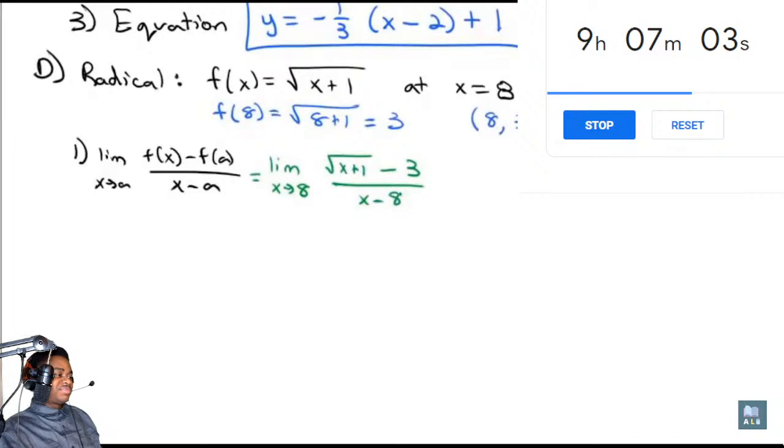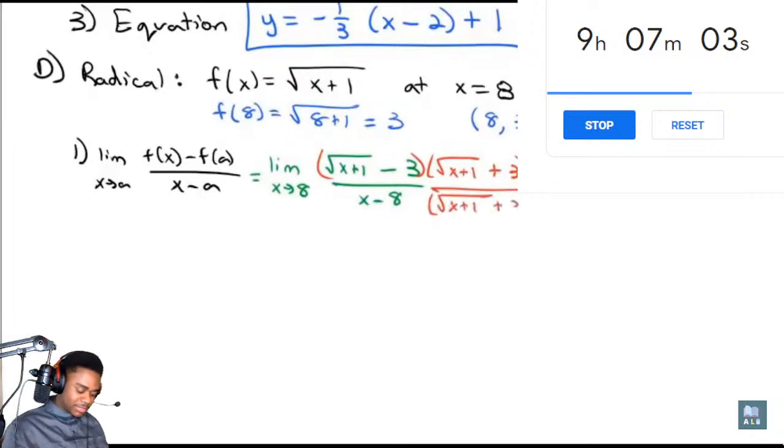Now, we've worked with limits with removable discontinuities and radicals before. Our strategy in the past was we get rid of the radical by multiplying by the conjugate. So we'll do just that. We'll multiply by the square root of x plus 1 plus 3, and that's going to remove the radical in the numerator and hopefully set up something we can reduce.